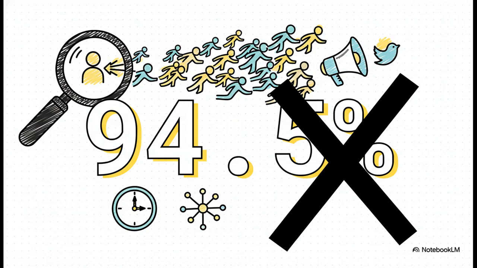94.5%. Seriously, just let that sink in for a second. In one study, that was the percentage of bogus participants they got in just 7 hours from a single ad on Twitter. It just goes to show you how terrifyingly fast your project can get completely swamped.